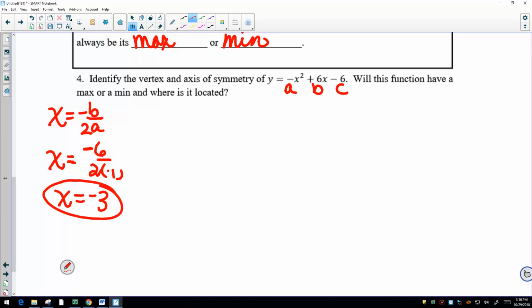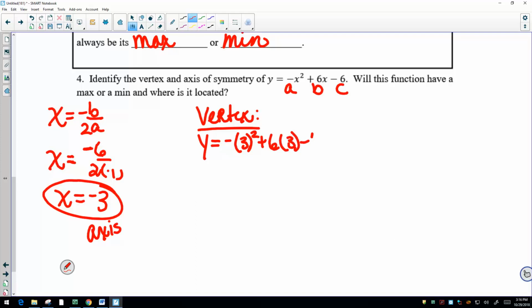Okay. Now we have to find the vertex. Well, we said before, if I knew where the axis was going to go through the vertex, it would have that same x coordinate. So if I want to find the vertex, I should be able to evaluate that function at 3, and that would give me my y coordinate that I would need for my vertex. So if we simplify this down, this tells us y equals 3.